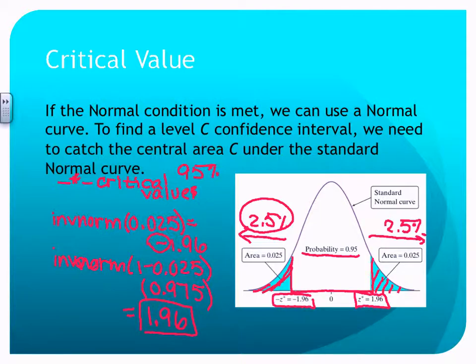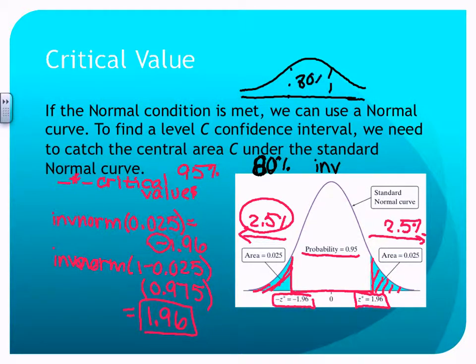So if I asked you for a critical value for a 90% confidence interval, we would inverse norm. Actually, let's do an 80%. So for an 80% confidence interval, we understand that there's 80% of the data here, okay? And to both sides, there's a lower 10% and an upper 10%, okay? So we want to inverse norm 0.10, okay?